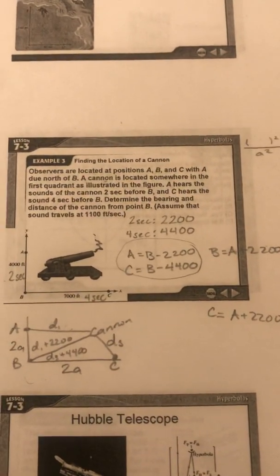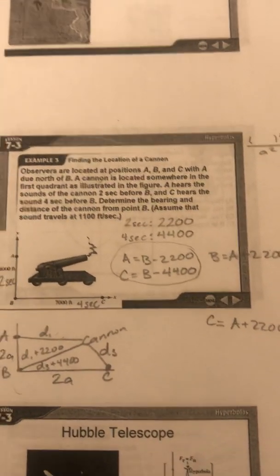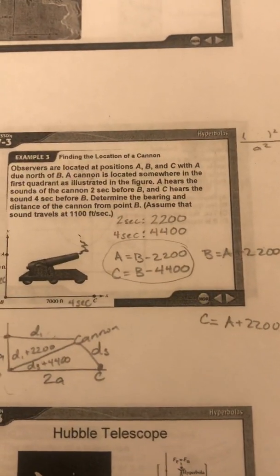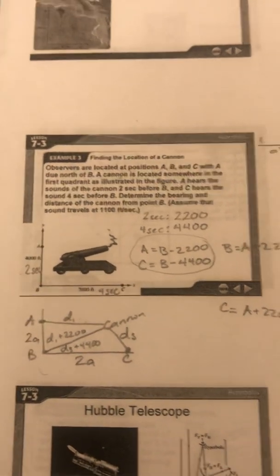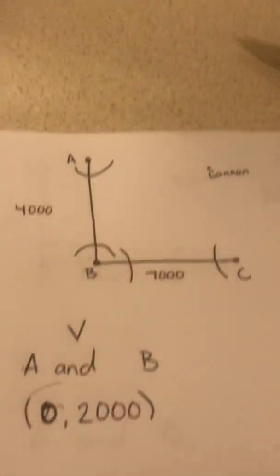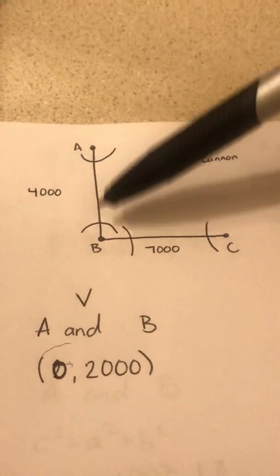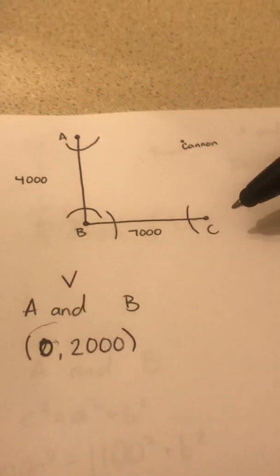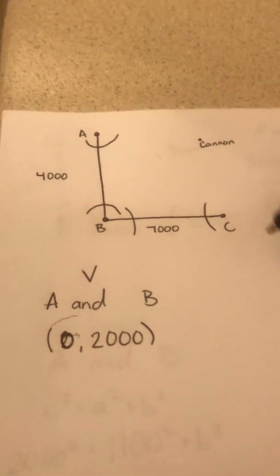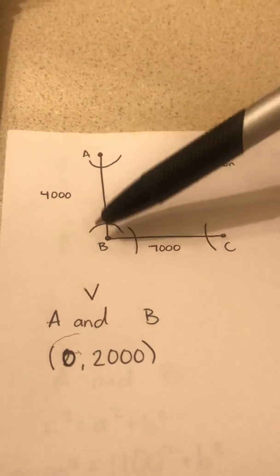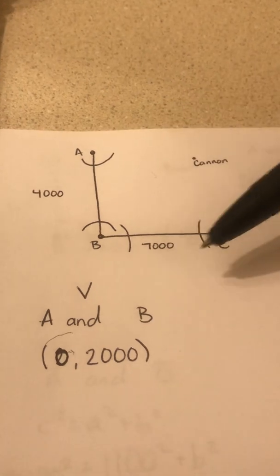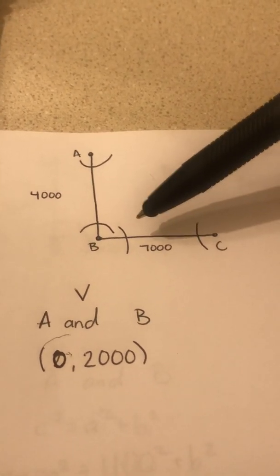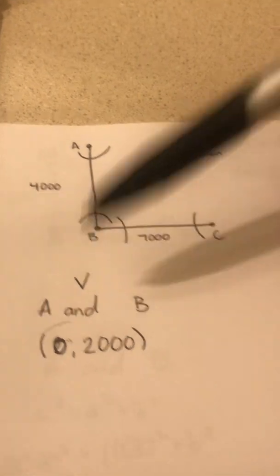So first, we're going to multiply 2 seconds and 4 seconds by 1,100, and that gives us 2,200 and 4,400. And so first, since A, B, and C are hearing the cannon, they are receiving information, they are foci. So A and B create a vertical hyperbola like this, and B and C create a horizontal hyperbola. That's why we have V and H.